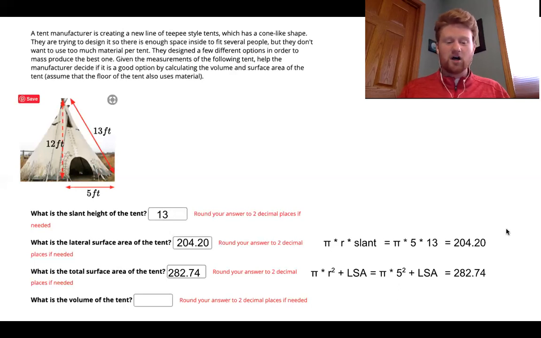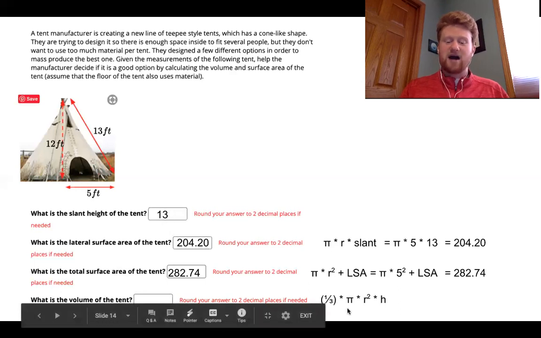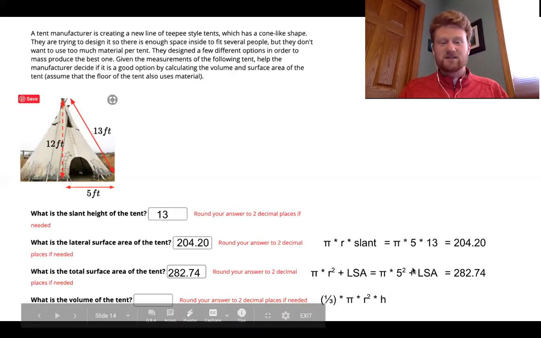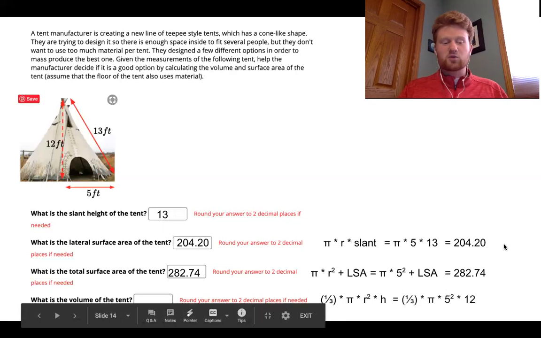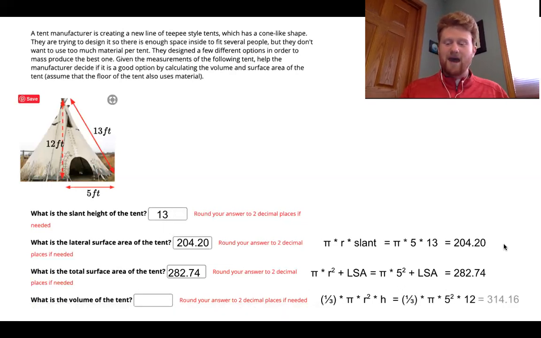And now for the volume, again, it's 1/3 what the volume would be of a cylinder with the same base and height. So it's going to be 1/3 times pi r squared h, because pi r squared h is the volume of a cylinder. Plug in your numbers, we get 1/3 times pi times 5 squared times 12, and that'll equal 314.16. We can plug in right there.